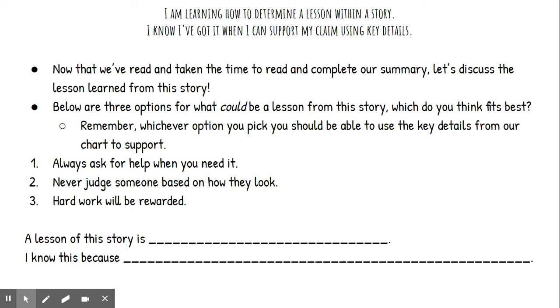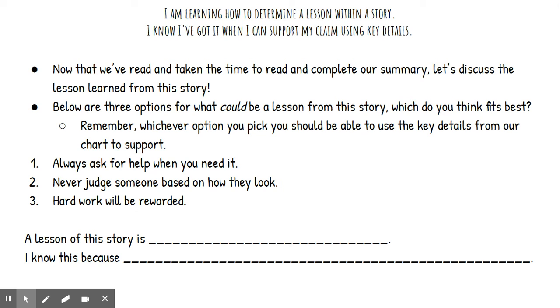Okay, so what you're going to do is complete these two sentences. A lesson of this story is, and then fill in whichever one you think fits best. And then, I know this because, what happened in the story that makes you think that lesson fits the story the best?